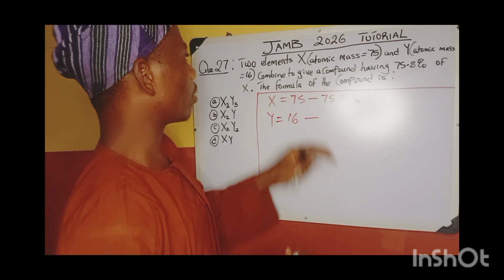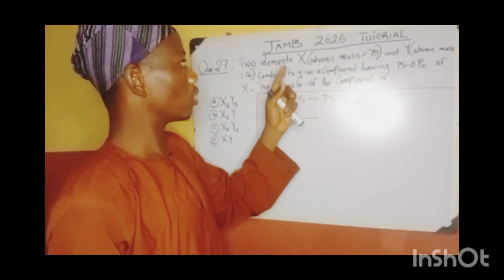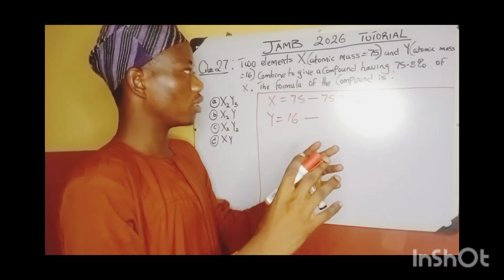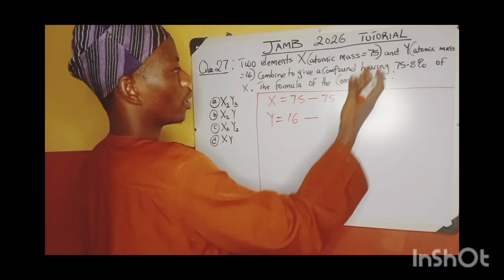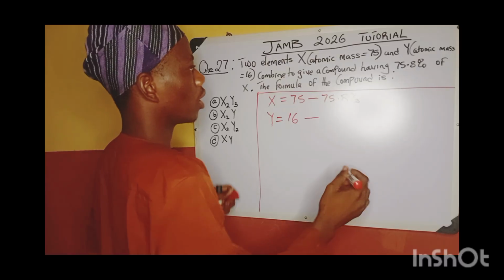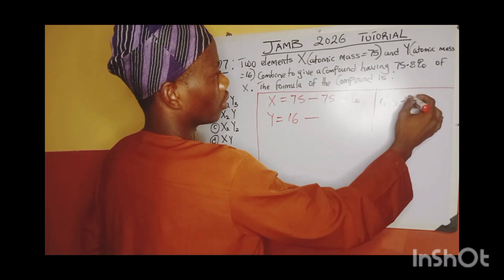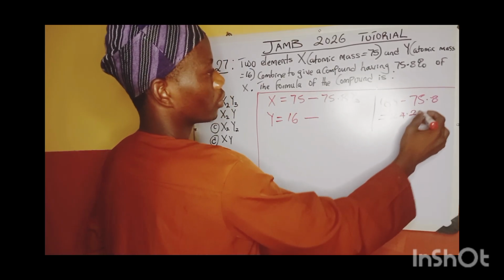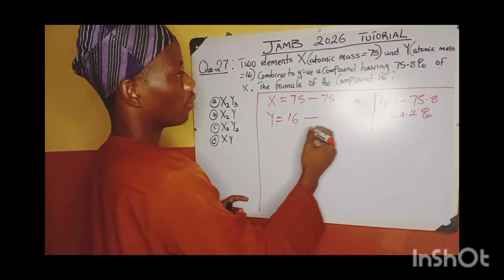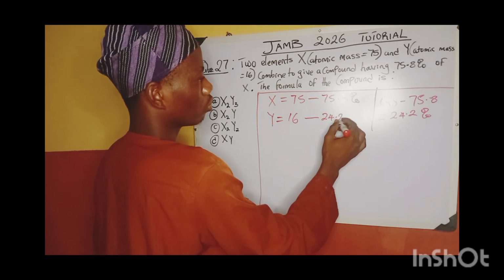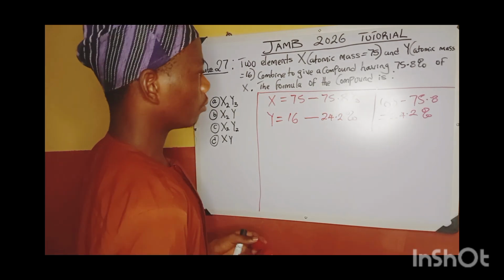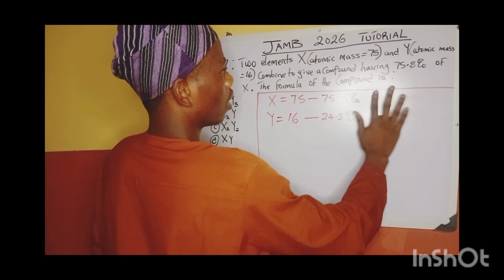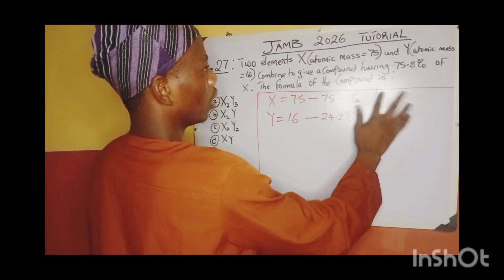And mind you, we are not given the percentage of Y here, but we can find the percentage of Y by ourselves, because we already know that a compound must have 100 percent on its own. So you just subtract 75.8 from 100, which will give you what? 24.2 percent. So that means Y will be having 24.2%. Then from there we can continue to find our formula for the compound.